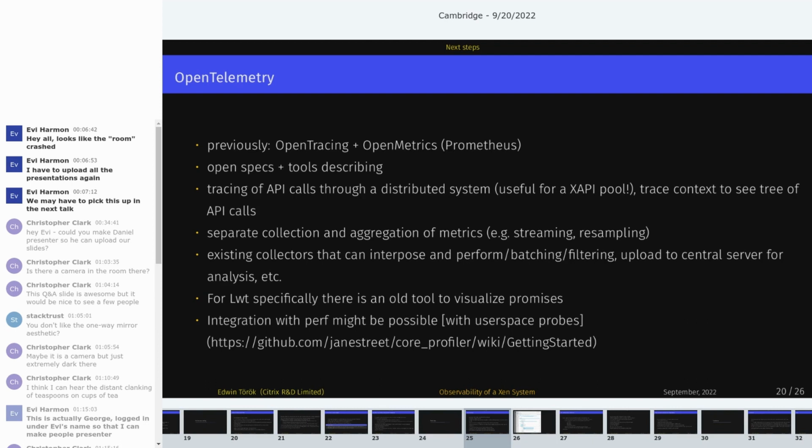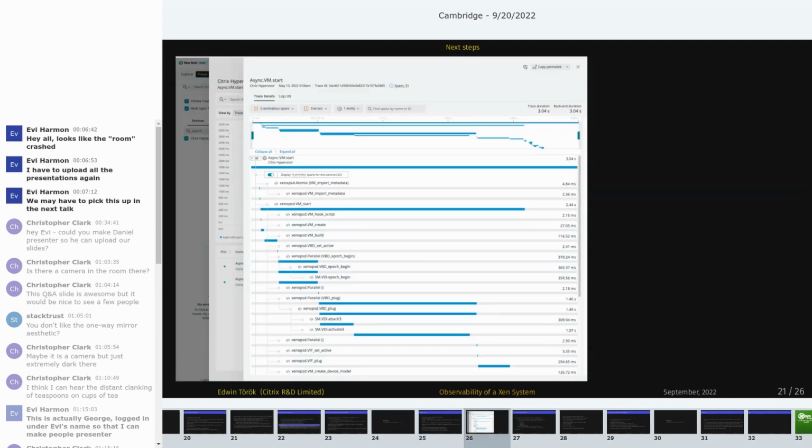It's quite flexible because you can interpose in the protocol and do this sort of sampling and collection. This is how one API call for starting a VM would look. You would see here the VM start and then all the other things that xapi has to do and xenopsd has to do. You have to plug some disks, you have to activate the disk, you have to attach the disk, and how long those take individually.